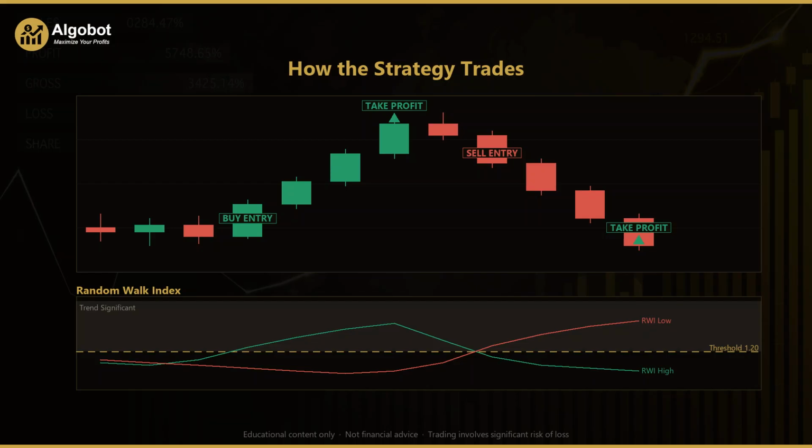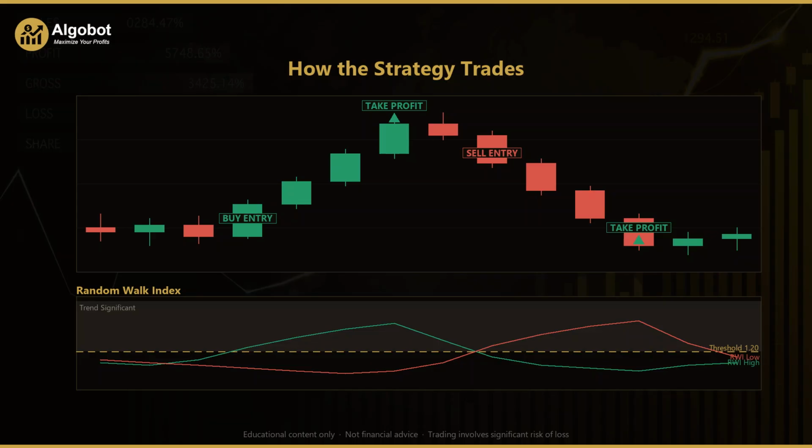Now the market shifts. Around the seventh and eighth candles, price stalls, rolls over, and starts printing lower lows. Down in the panel, the story flips. The green RWI high line fades back below the threshold, while the red RWI low line surges upward and crosses above 1.20. This time, RWI low is the dominant line. That's the mirror condition, and the sell entry marker appears as the strategy opens a short.